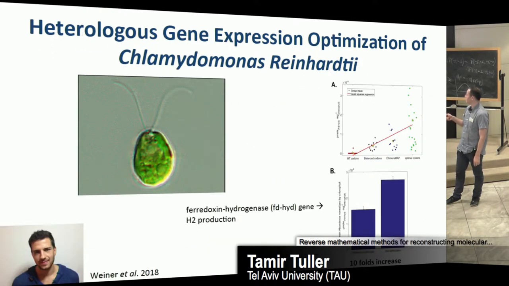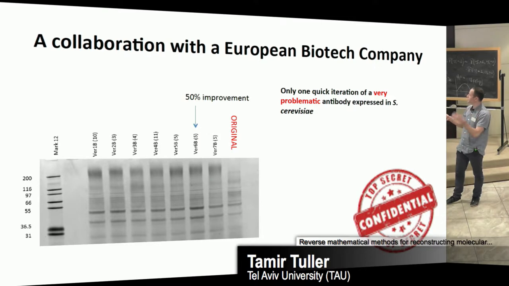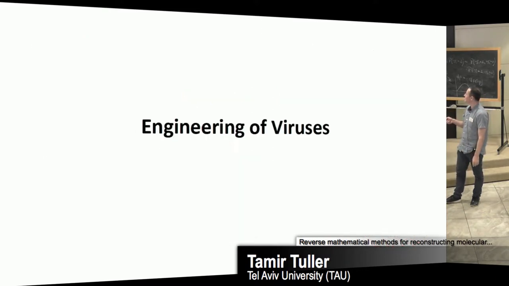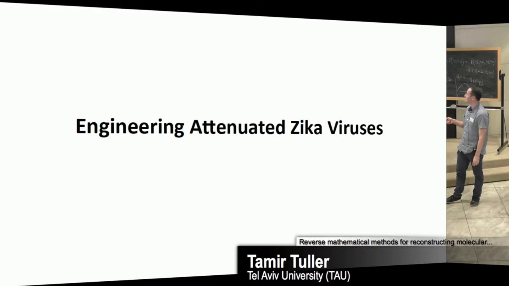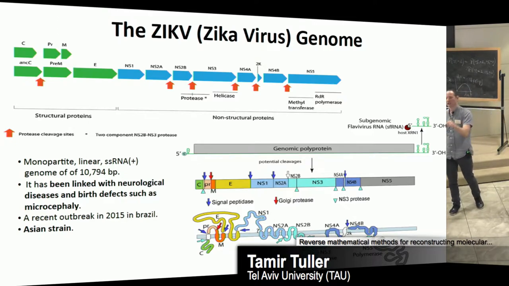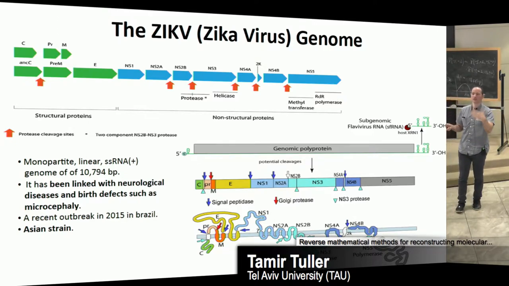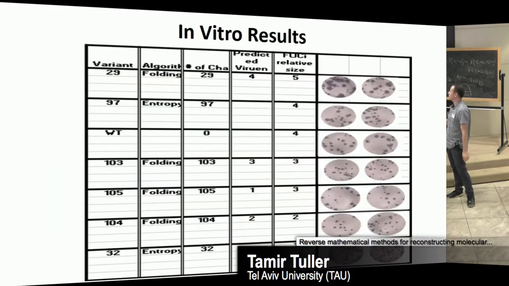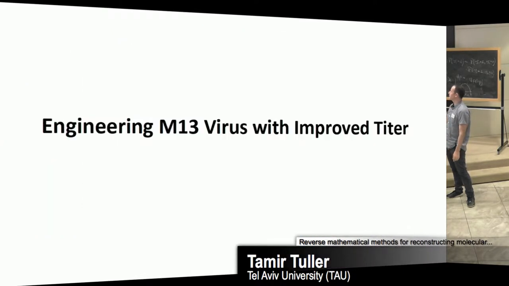I don't have time to talk about it. These are examples where we improved expression levels in different collaborations with the industry, okay? Meaning that the crazy models can help, okay? It's not only maths and simulation. We also use them for engineering viruses. For example, attenuating Zika virus by introducing slow silent mutations that can decrease the efficiency of gene expression and thus attenuate the virus, okay? And we can also do the opposite.